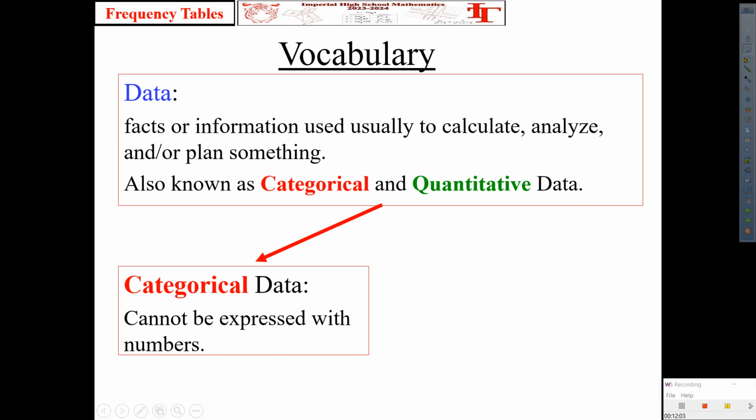Talk it over with your neighbor. What kind of data cannot be expressed with numbers? All right, looks like Ethan's got it. And the other Ethan as well. Yeah. All right, let's see. What kind of data would be categorical? Ethan Reeves.